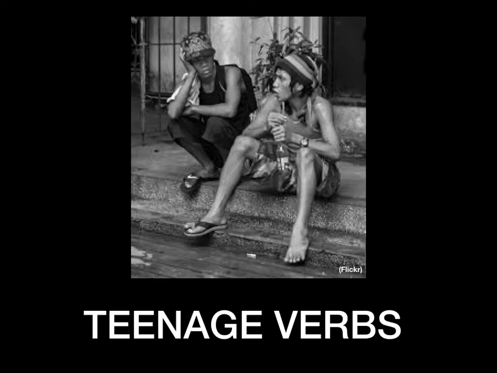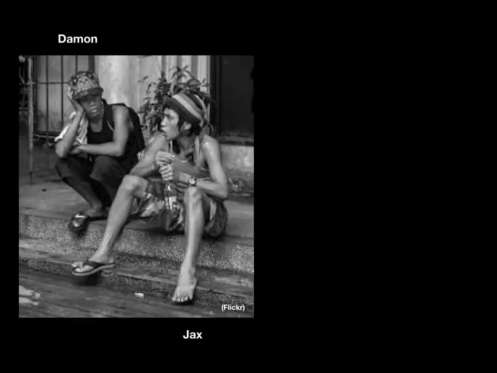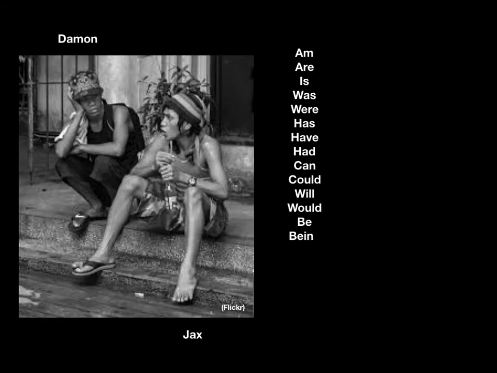If you look them up on the internet, you'll find names like auxiliary verbs or helping verbs, but I call them teenage verbs because if you ask a teenager what he or she is doing, that teen will usually say nothing. So for the purposes of this illustration, we're going to call this guy in the corner here Damon, and we're going to call his buddy Jax because those are hip and happening names for 2 teenagers who represent teenage verbs such as am, are, is, was, were, has, have, had, can, could, will, would, be, being, been, may, might, do, did. Those are examples of teenage verbs.